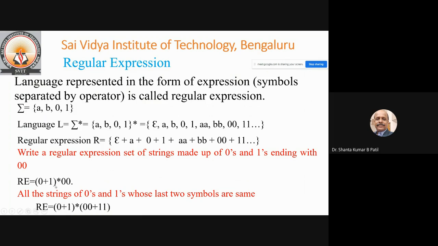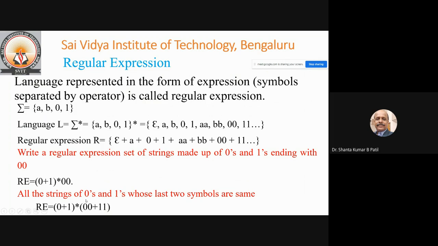So any string you write is multiplied with 0 0. Hence any string you write, you are going to get the strings ending with the double zero.